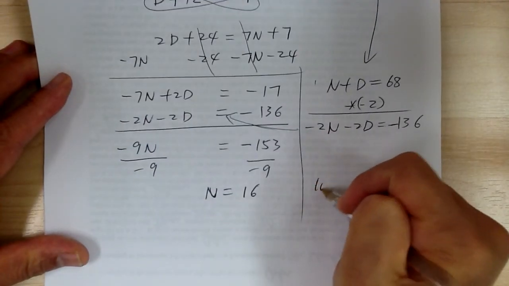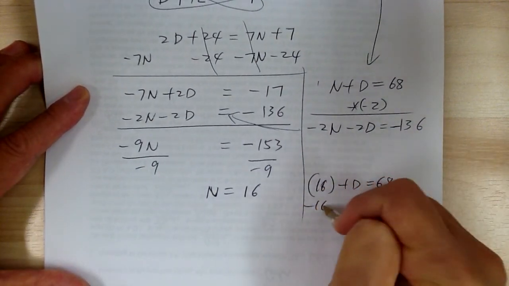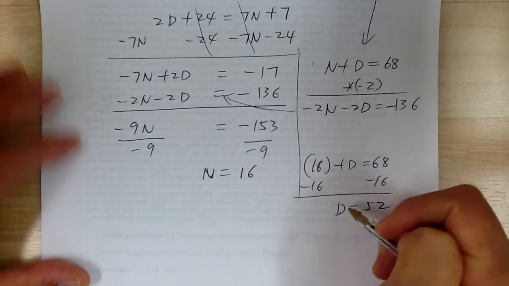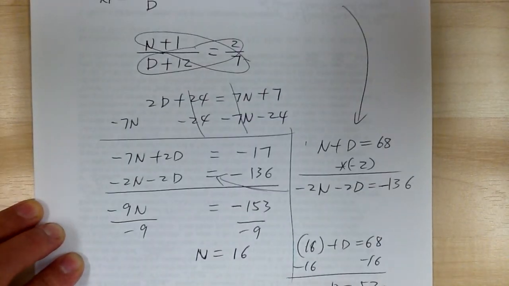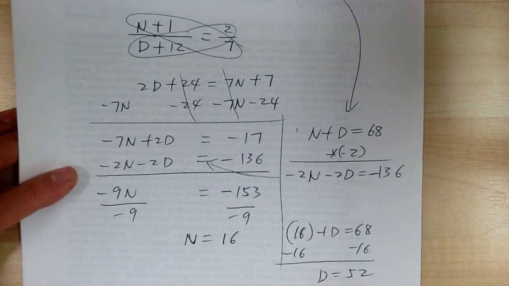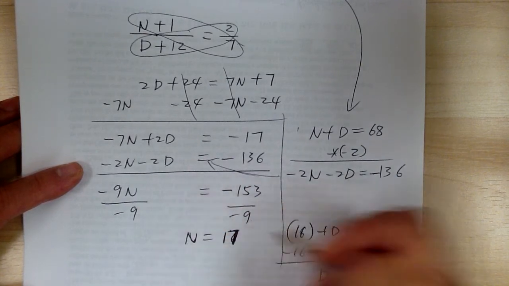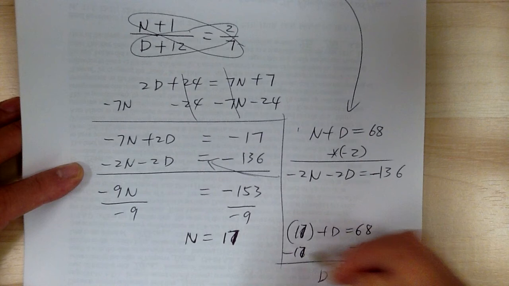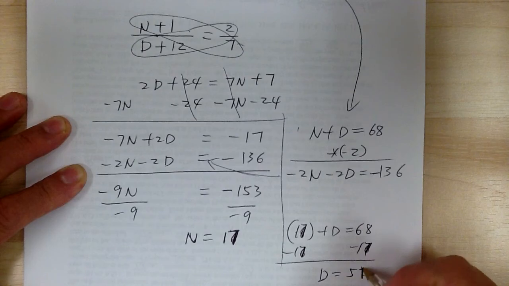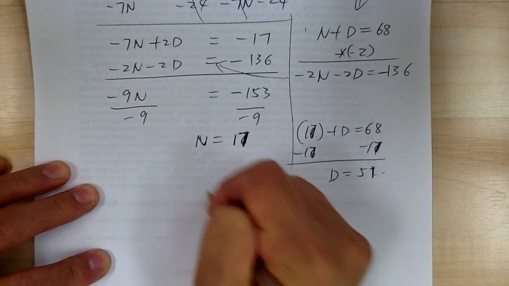So I got 17 plus d equal to 68. So minus 17, minus 17. So I got d equal to 51. So numerator is 17, denominator is 51. Okay, so your original fraction would be 17/51, and that's it.